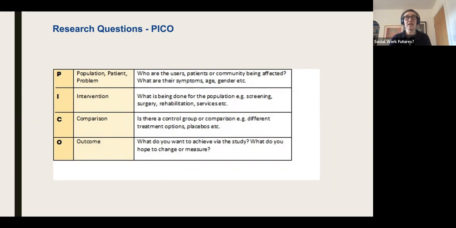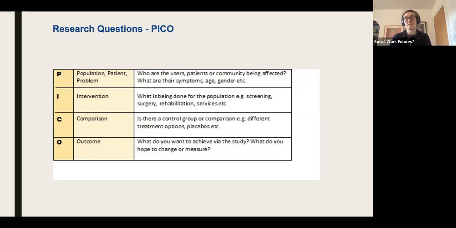So first you've got P, population, patient, problem. So, who is it that's being affected? Does this relate to symptoms, age, gender? You want to sort of, again, narrow in on the specifics. The intervention. So what is the intervention? What is it that you are introducing into the equation that you want to measure?